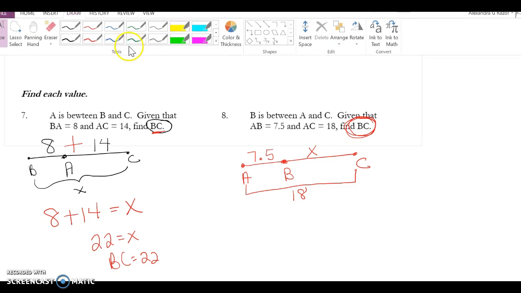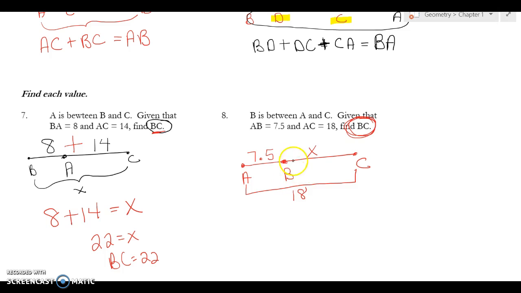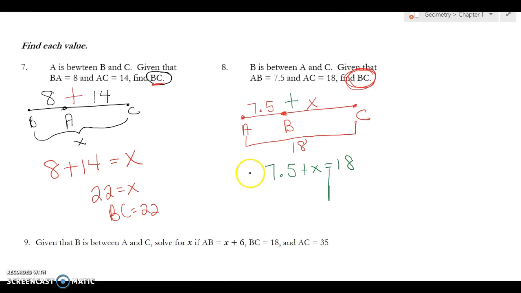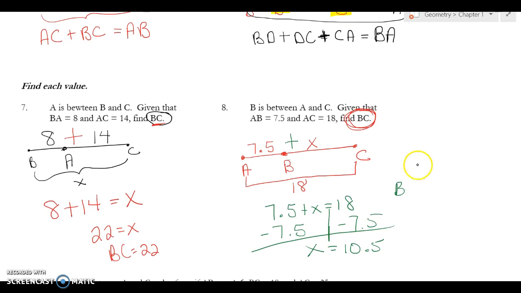So remember the rule, one small piece plus the other small piece is the whole thing. So I'm going to put a plus sign here. My equation is 7.5 plus X is 18. Now I have to solve that. To get rid of the 7.5, I'm going to subtract it on both sides. And so I get X is 10.5. Again, X was BC, so BC is 10.5. And there's the answer.